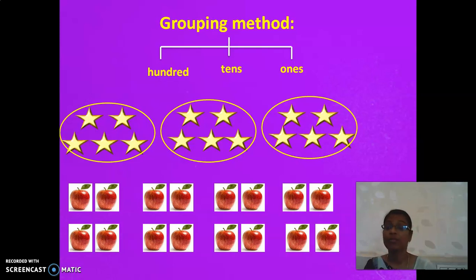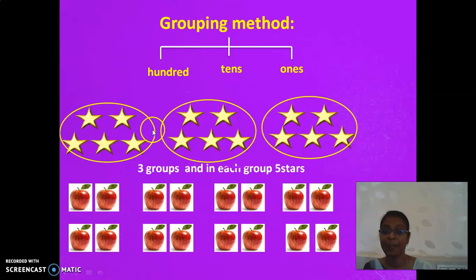Now tell me, I have grouped them in 5s. Now I have to count the total stars in all the groups. What do I have to do? I have to find the total number of stars in the groups. So what will you do? Yes, I have to count, or otherwise I have to add. So instead of that, how can I represent that?